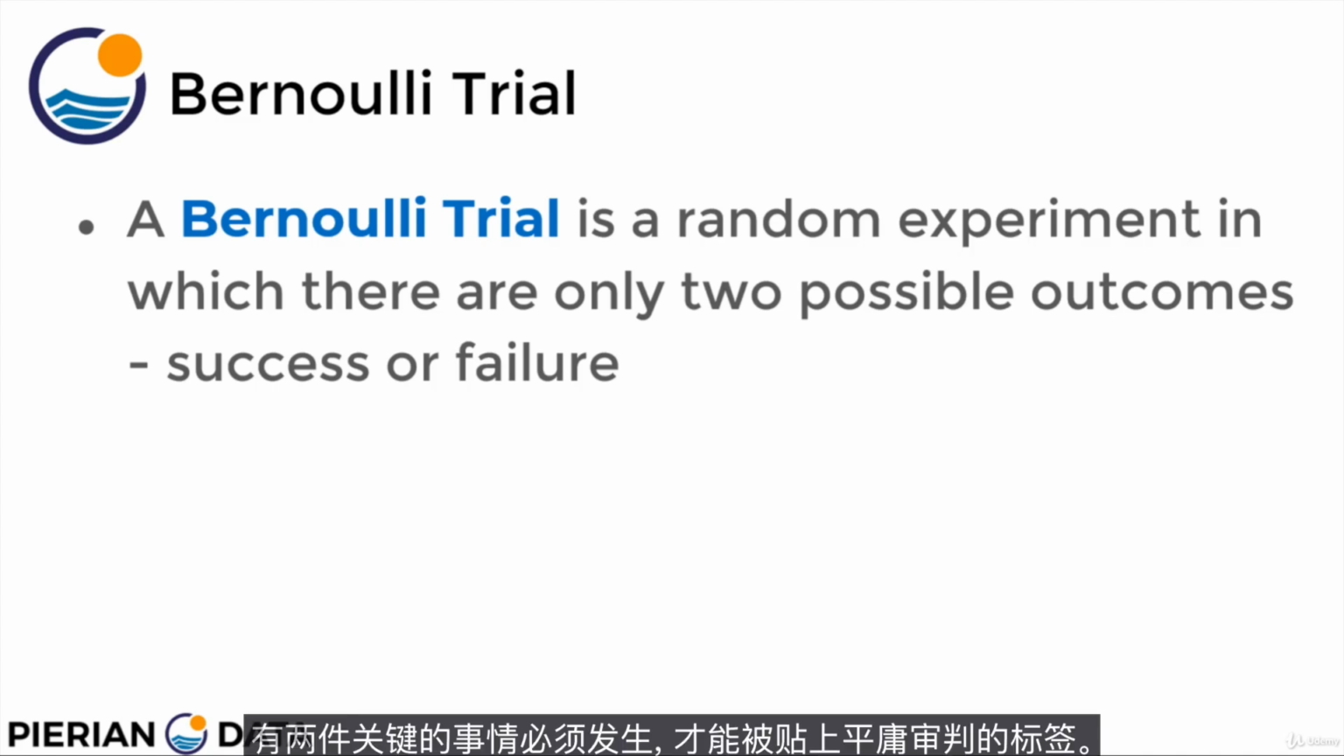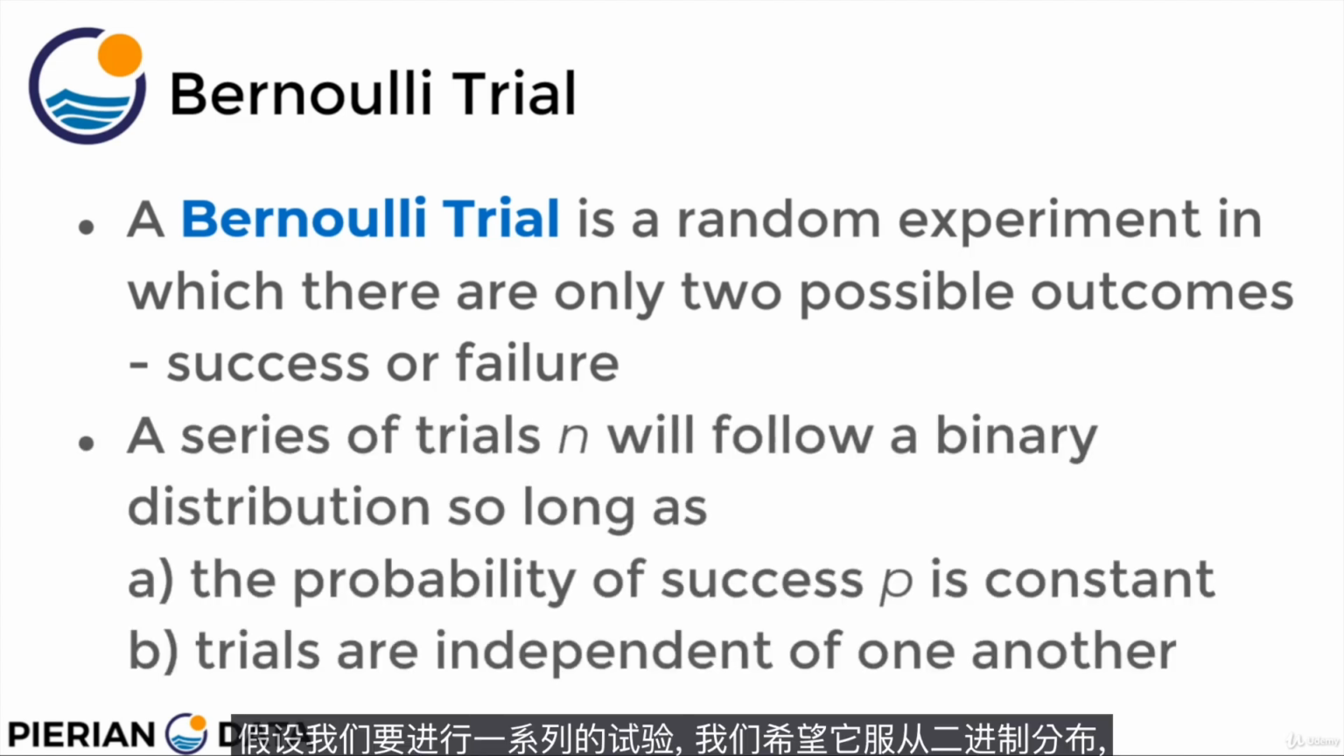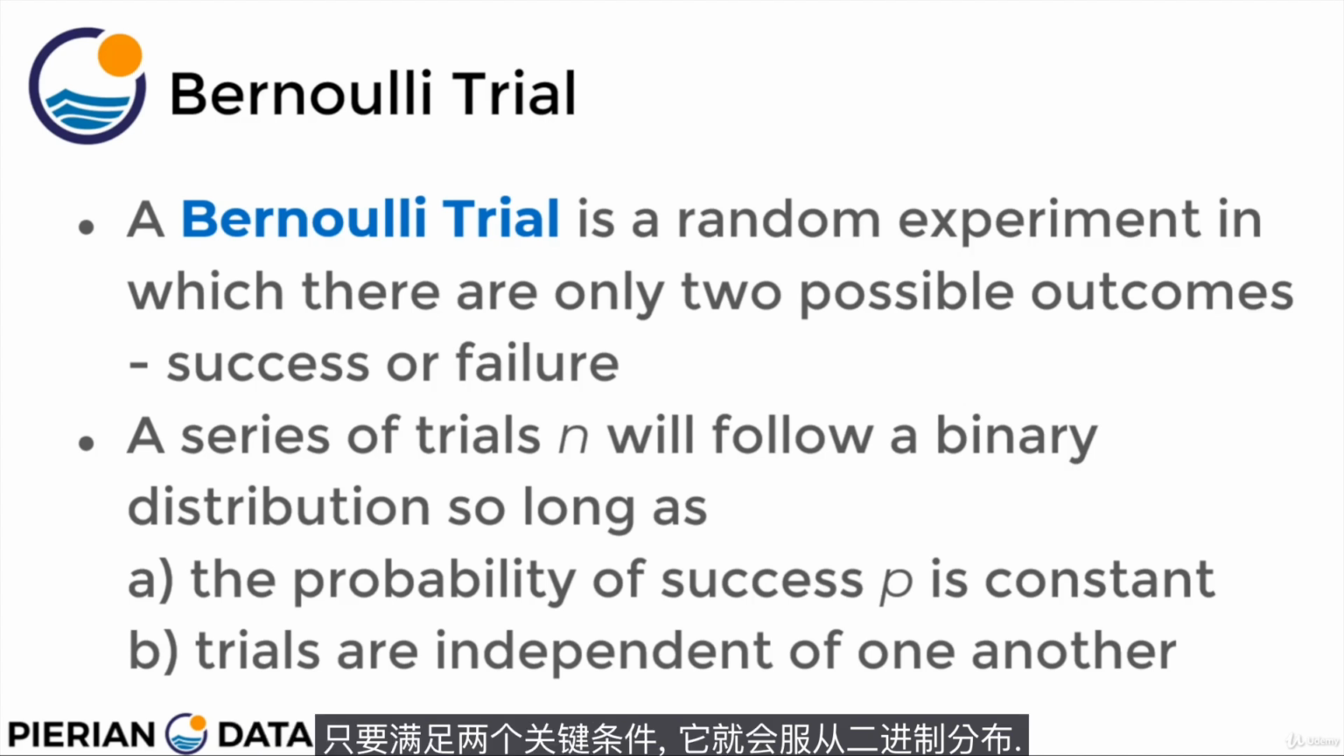And there are two key things that have to happen in order for something to be labeled as a Bernoulli trial. So let's imagine that we're going to have a series of trials, n, so n number of trials, and we want it to follow a binomial distribution. So it will follow that so long as two key things are met. One is that the probability of success p is constant, and two, the trials are independent of one another. So what do we actually mean by that?